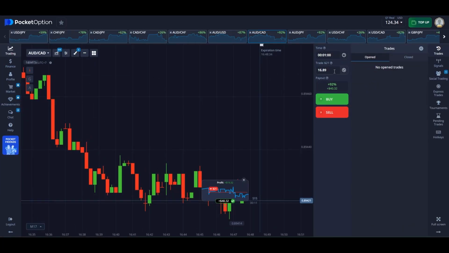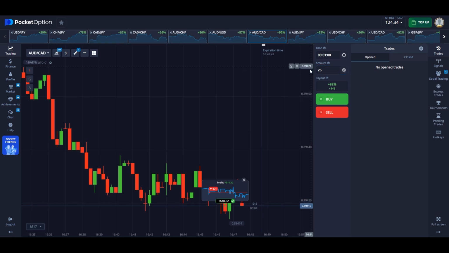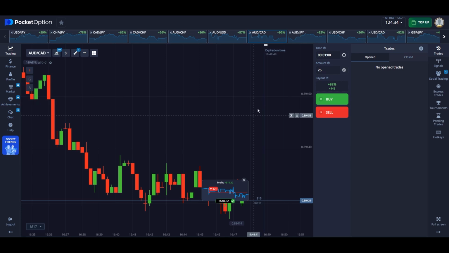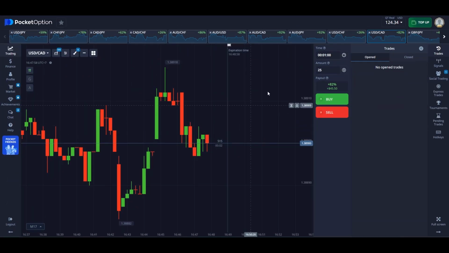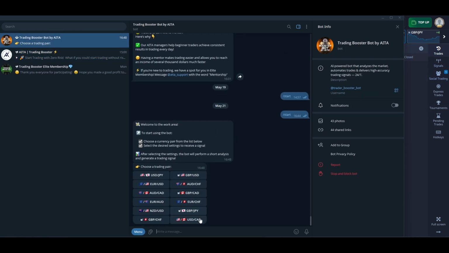I want to open the next trade again for 20%. That's already $25. So right now, the growth is barely noticeable. But with this amount, I'm not risking anything anymore. And from now on, I'll be opening trades not for percentage, but for the amount I've earned on top. Let's pick the next currency pair. Dollar Canadian dollar. I select this currency pair, go to the booster bot and choose the same currency pair there.